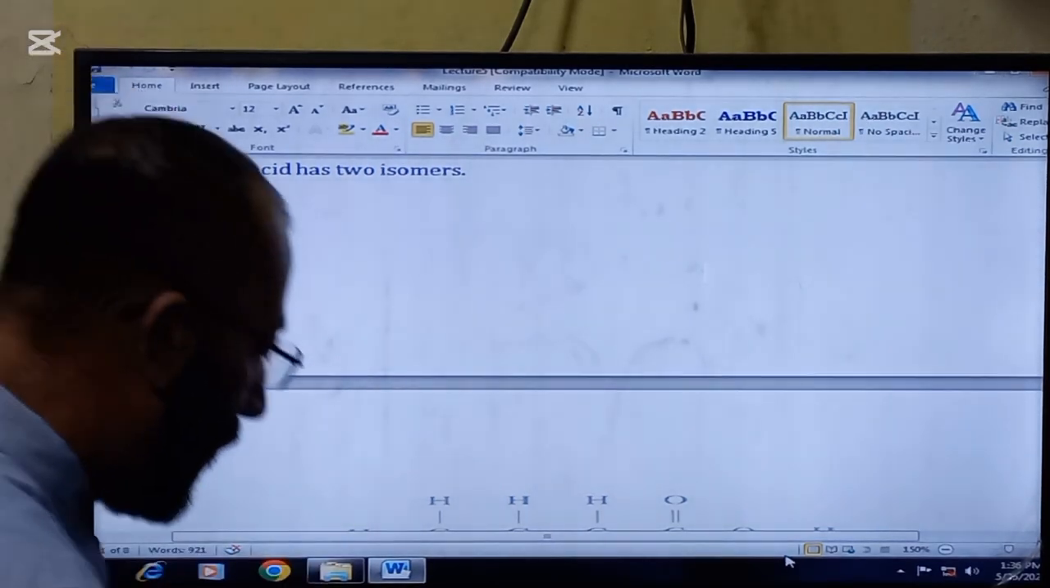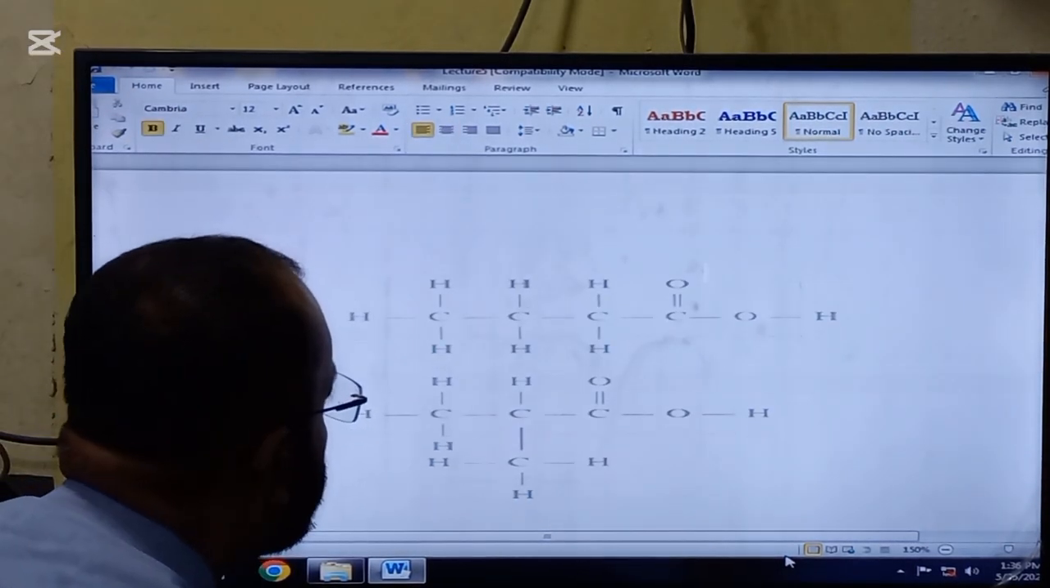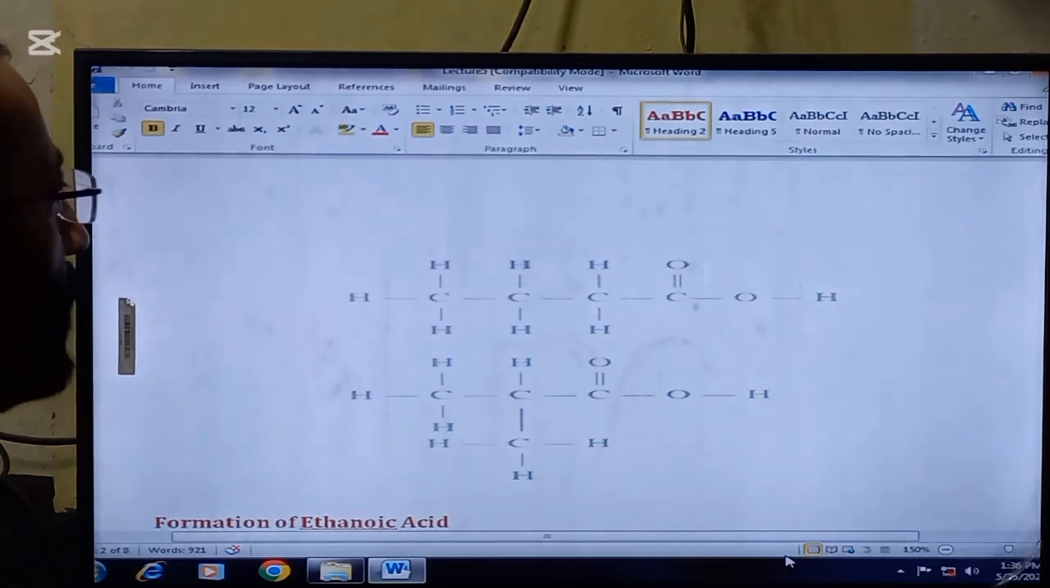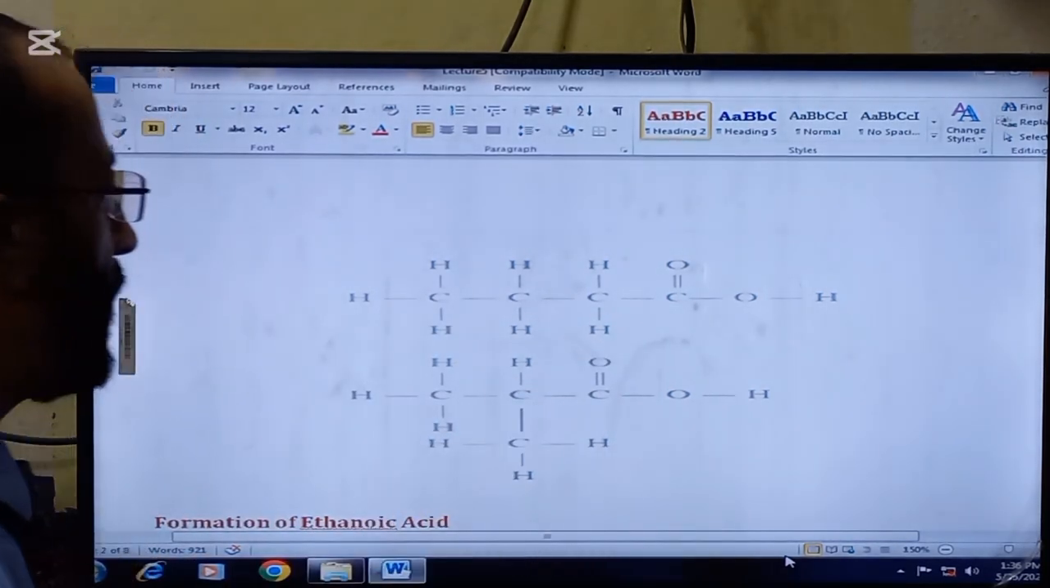Butanoic acid has two isomers. And here are the two isomers of butanoic acid.